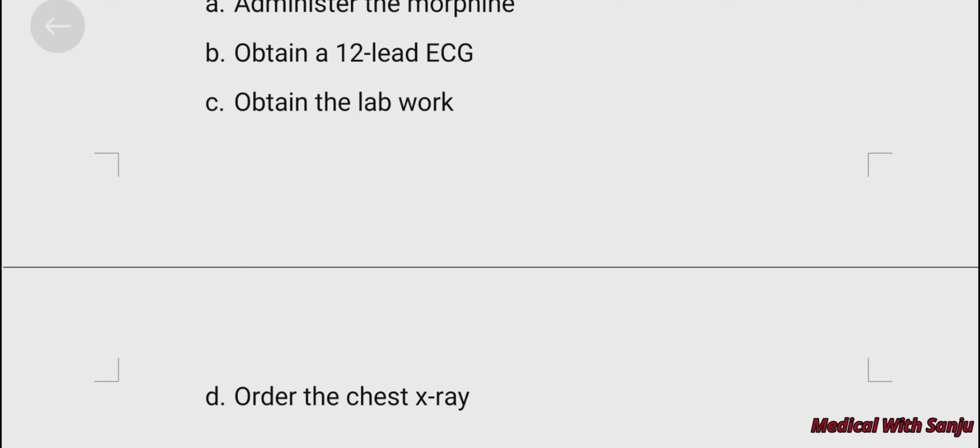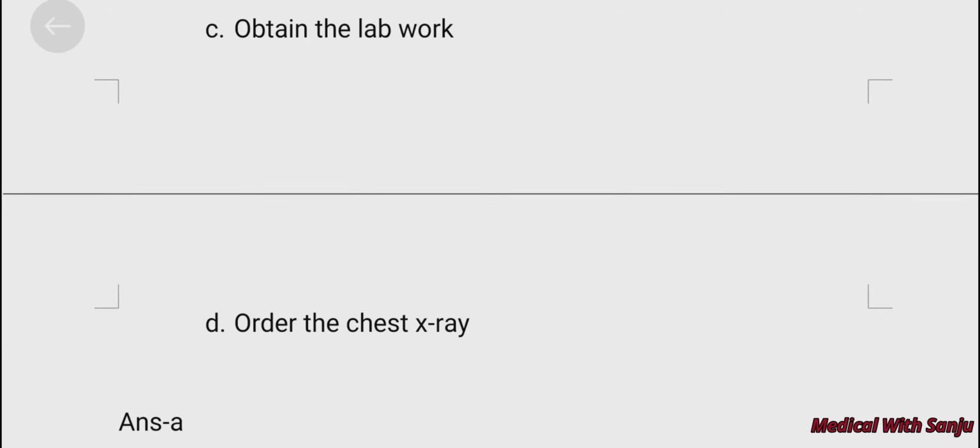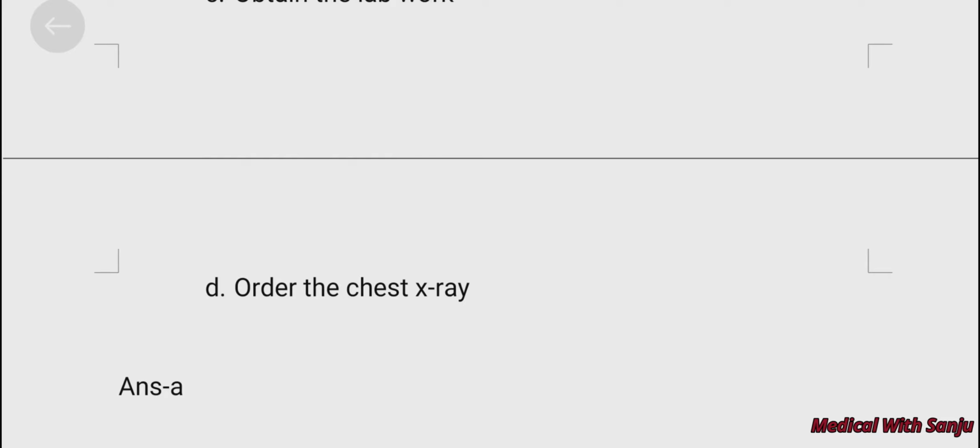The right answer is option A. Administer the morphine first. Morphine is given for pain relief. Although obtaining the ECG, chest X-ray and blood work are all important, the nurse's priority action would be to relieve the crushing chest pain. So morphine should be administered.